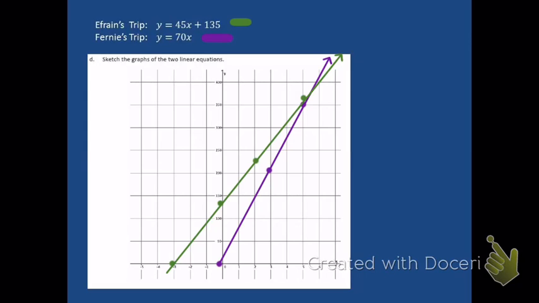What we're looking for is where they cross, and where they cross is going to be the place where the time and the distance are the same. So we've got a point here between 350 and 400 miles, and somewhere between 5 and 6 hours where Fernie finally catches up to Ephraim, and then from then on he would be out in front. He would be ahead because his rate is greater than Ephraim's.